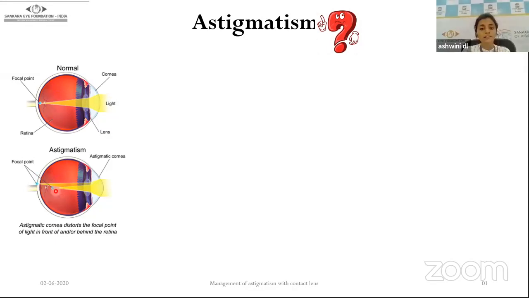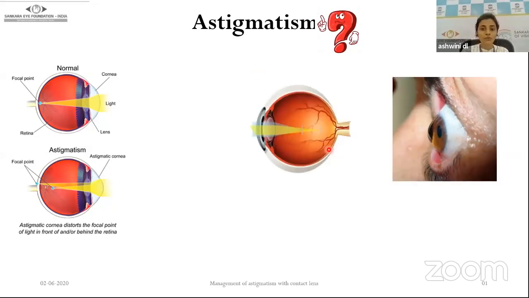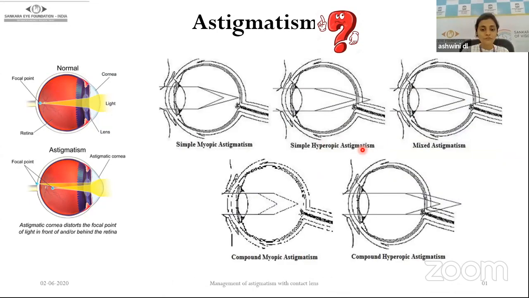Based on the etiological classification, there is complete total eye astigmatism. Based on the refractive status, there are 5 types of astigmatism. The first one is simple myopic astigmatism. In this condition, one particular meridian's rays will focus on the retina and the other meridian's rays will focus in front of the retina. This is called simple myopic astigmatism.